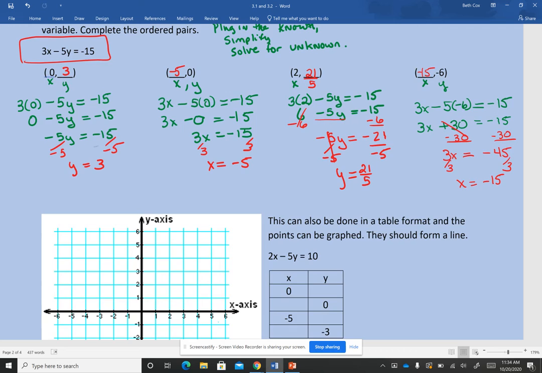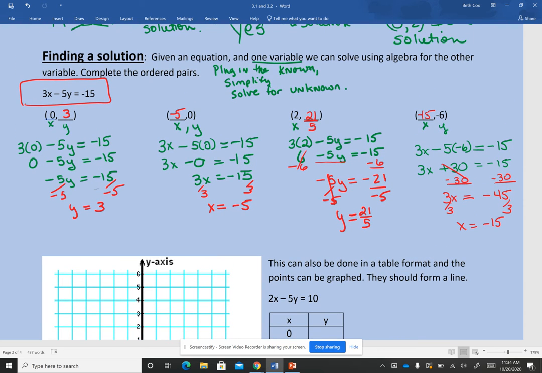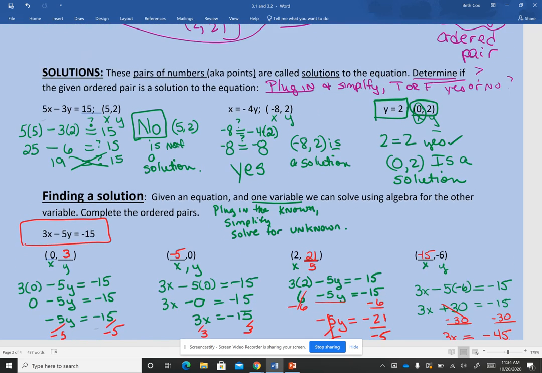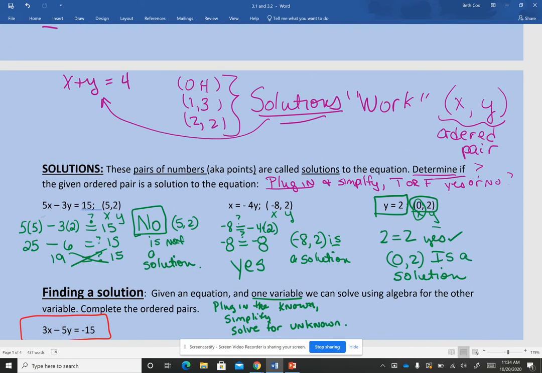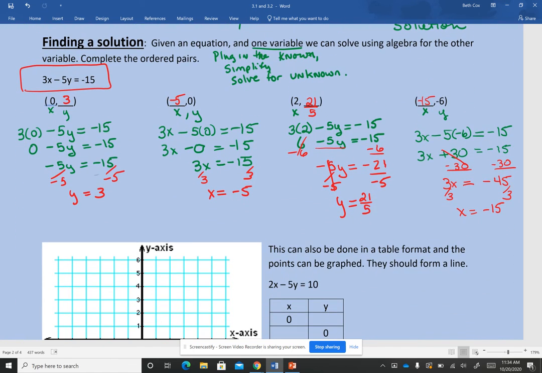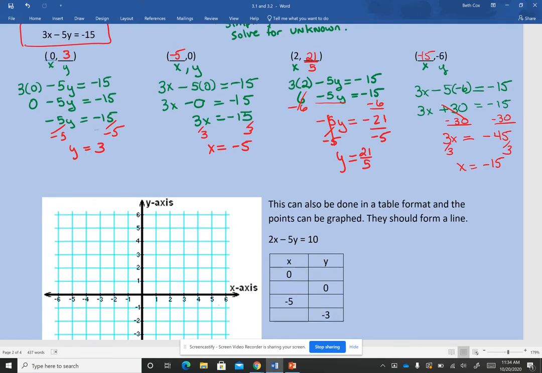Okay, so we had one equation and we had 4 different solutions. And that should make sense because remember when we did x plus y equals 4, we were coming up with all kinds of solutions, right? So there's more than one solution for each equation. There's more than one pair of numbers that's going to work. All right, so we got to remember that.